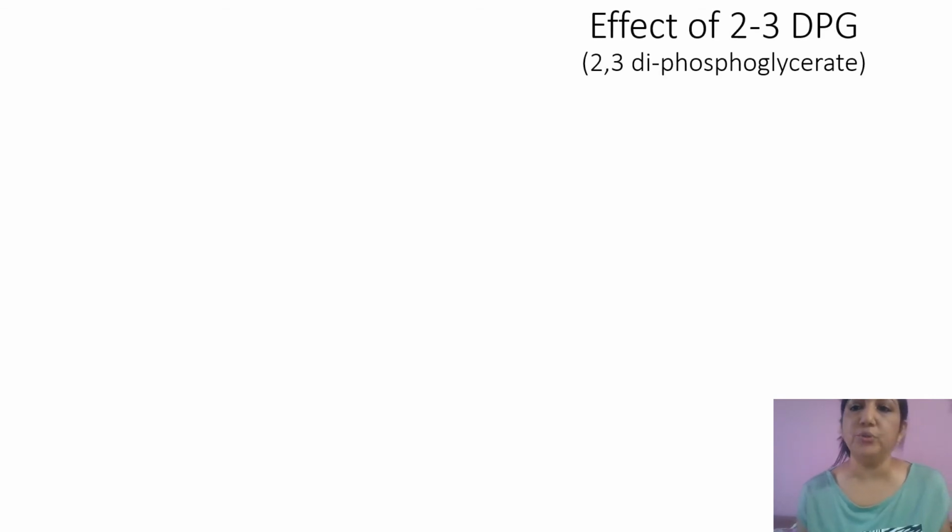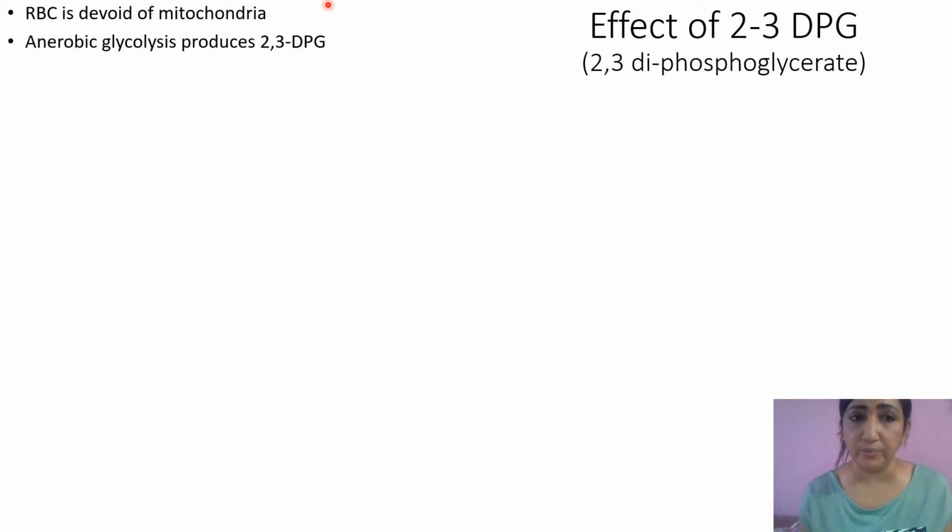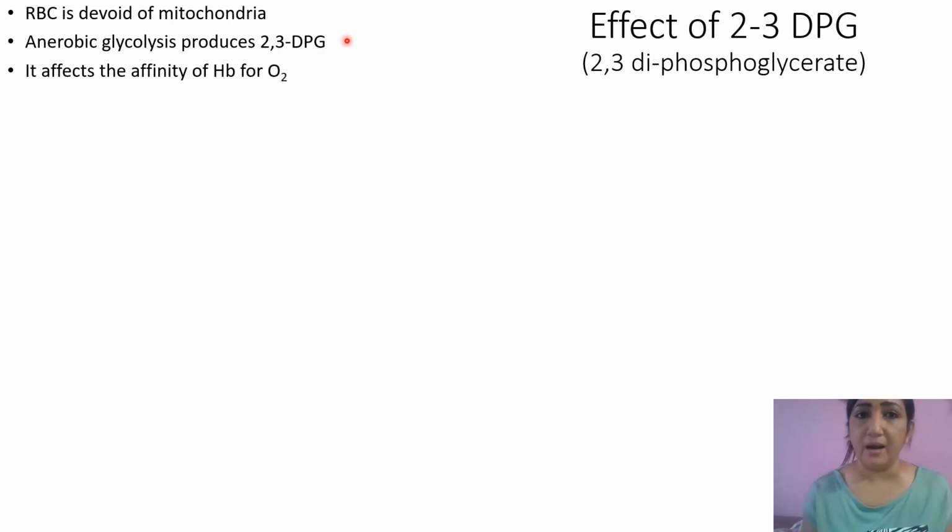Now, as we have discussed, we have missed one thing. What is the effect of 2,3-DPG? What is the full form of 2,3-DPG? It is 2,3-diphosphoglycerate. As we know, the RBC is devoid of mitochondria, so the metabolism is obviously anaerobic. Because of anaerobic glycolysis, 2,3-DPG is formed inside the RBC. This 2,3-DPG competes with oxygen for binding with the hemoglobin. Between these two, 2,3-DPG has more affinity towards hemoglobin.